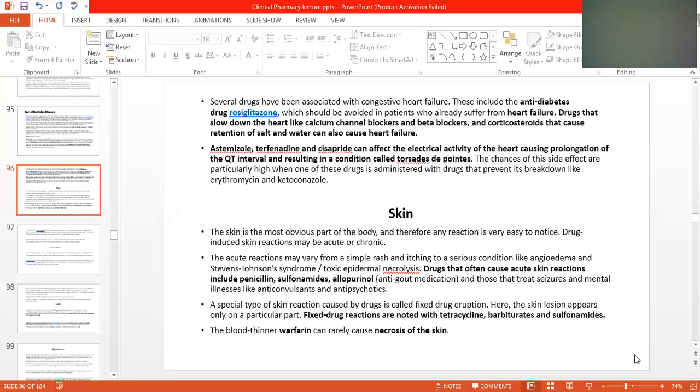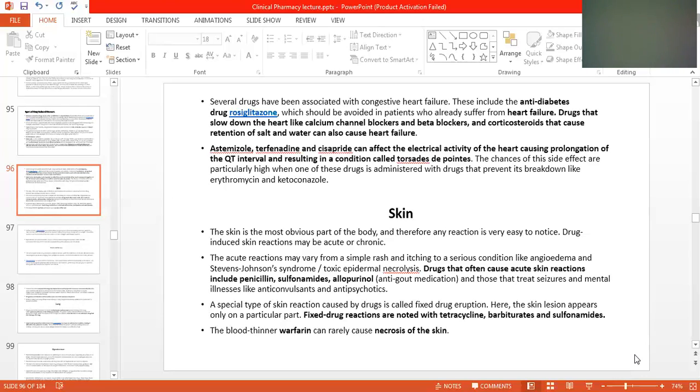Skin effects. The skin is the most obvious part of the body, and therefore any reaction is very easy to notice. Drug-induced skin reactions may be acute or chronic. The acute reaction may vary from a simple rash and itching to a serious condition like angioedema, Stevens-Johnson syndrome and toxic epidermal necrolysis. Drugs that often cause acute skin reactions include penicillin, sulfonamides, allopurinol, an anti-gout medication, and those that treat seizures and mental illness, like anticonvulsants and antipsychotics.